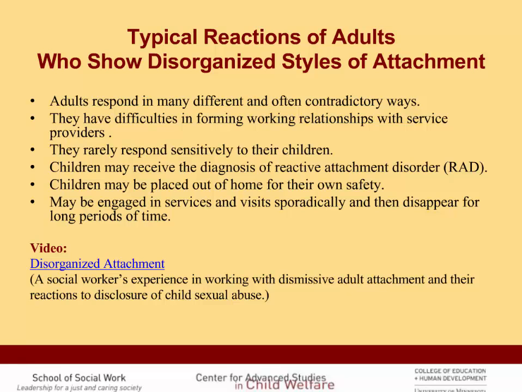Children may be placed out of home for their own safety. If alternative placement occurs, parents may be engaged in services and visits sporadically, and then disappear for long periods of time. This can confuse children who are continuing to grapple with issues of confusion, sadness, and guilt related to the sexual abuse and removal from the family home. Click on the link to hear about a social worker's experience in working with disorganized adult attachment and their reactions to child sexual abuse disclosure.